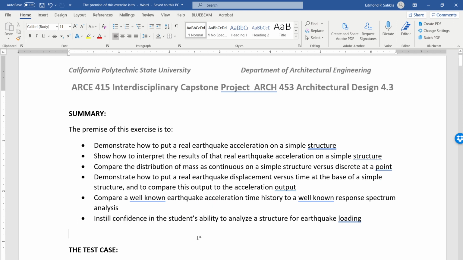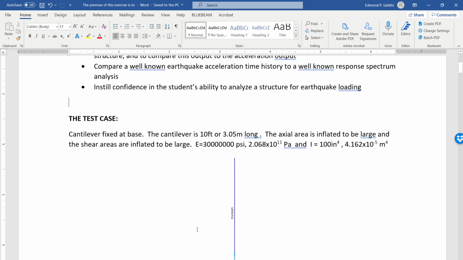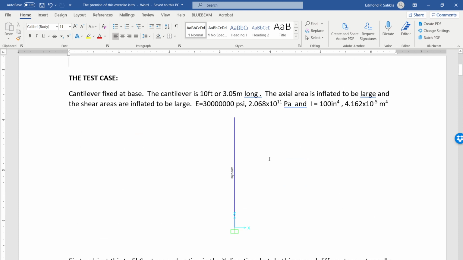I think you should do this example, every step of this example, and if you don't understand something, dig into it to unpack and keep it simple. So what is the simplest structure? A cantilever. So it's fixed at the base and we will subject it to an earthquake in the X direction here, laterally or horizontally. Doesn't matter what you use. I made it 10 feet long or 3 meters long.